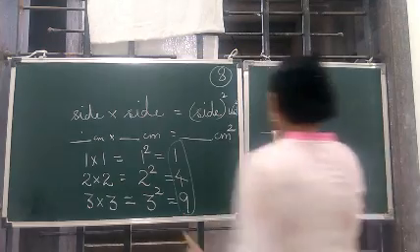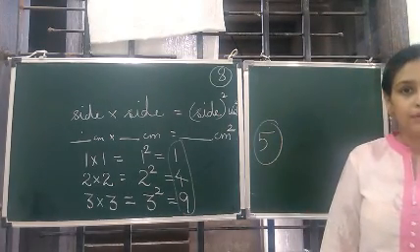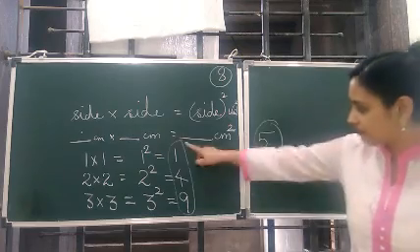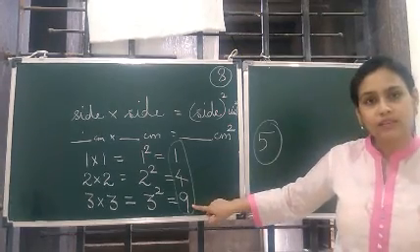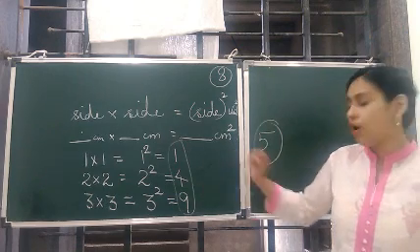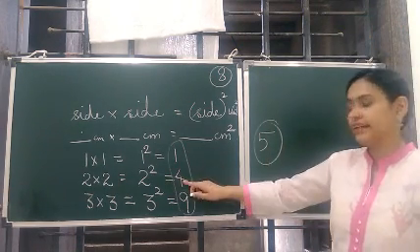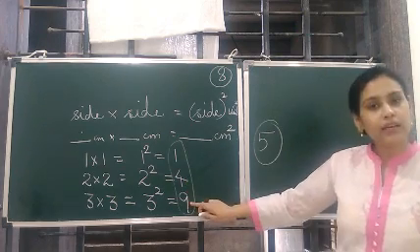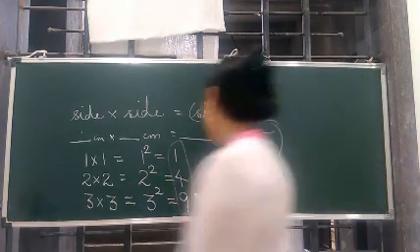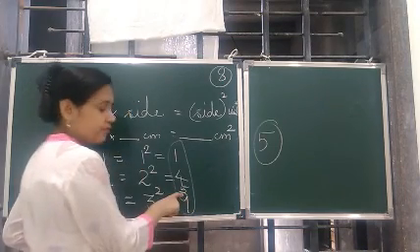Now 5 is not a square number. Why? Because 5 is not here. When you are finding out the series of the square numbers, you don't get 5. Also, you can say that 5 is greater than 4 and smaller than 9. So 5 will come somewhere here.